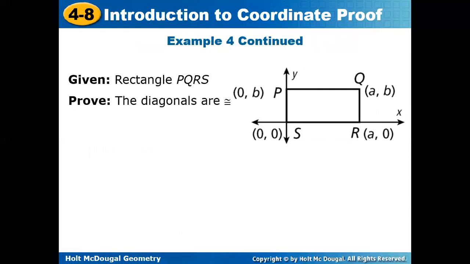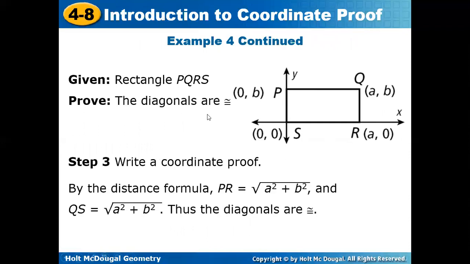Now, write a coordinate proof. By using the distance formula, PR, which is the first diagonal, will be the square root of A minus 0 all squared, which is A squared, plus 0 minus B all squared, which is B squared. And QS will also be the square root of A squared plus B squared.